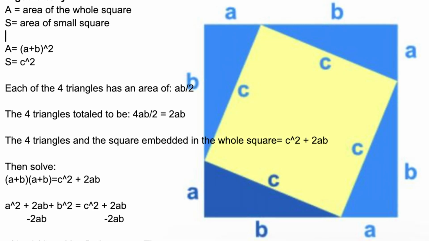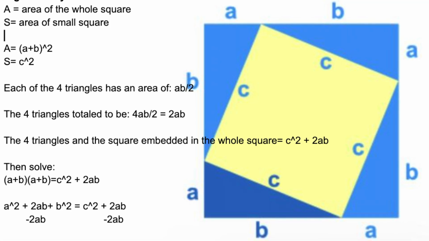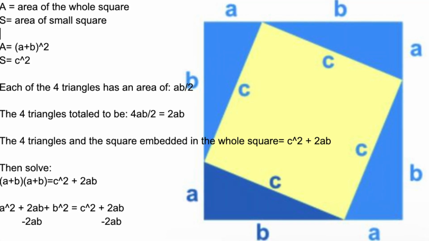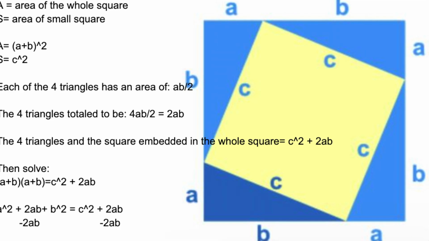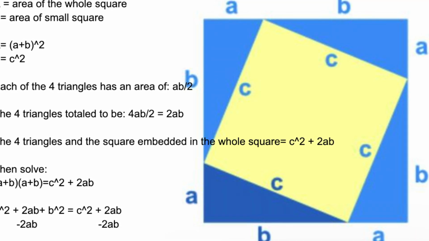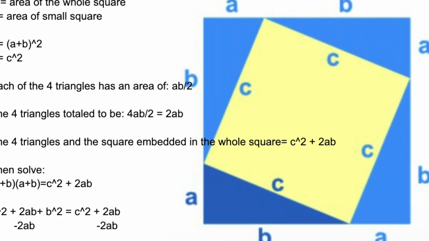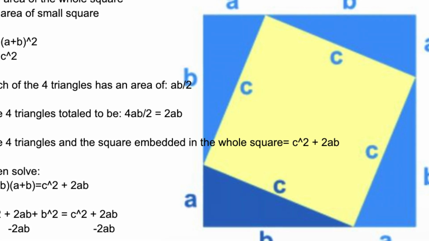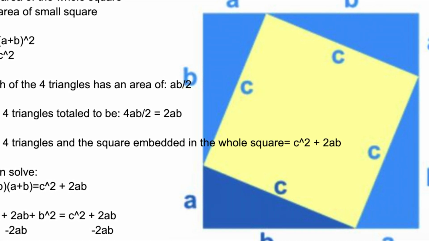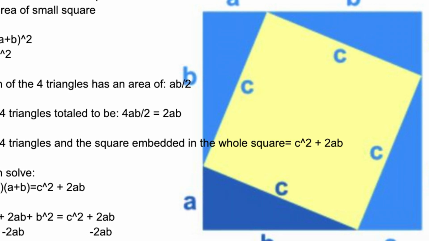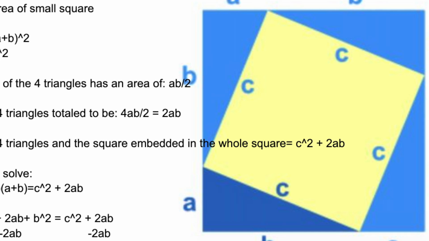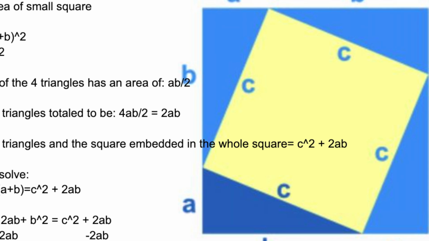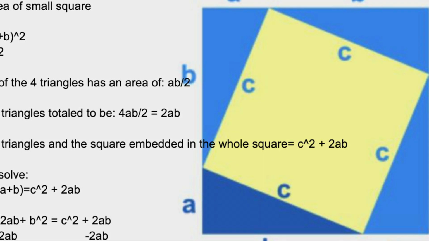Algebraically speaking, if the area of the whole square equals (a plus b) squared, and the area of the total square is c squared, then each of the four triangles have an area of ab over 2. If we add up all four triangles together, they add up to be 4ab over 2, which simplifies to 2ab. Then add the area of the total square with the four triangles total to be c squared plus 2ab. Finally, if we solve the area of the whole square, (a plus b) squared, equal to the previously created expression c squared plus 2ab, then it proves the Pythagorean theorem.